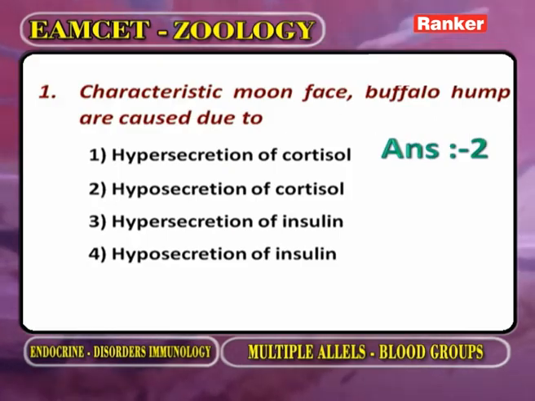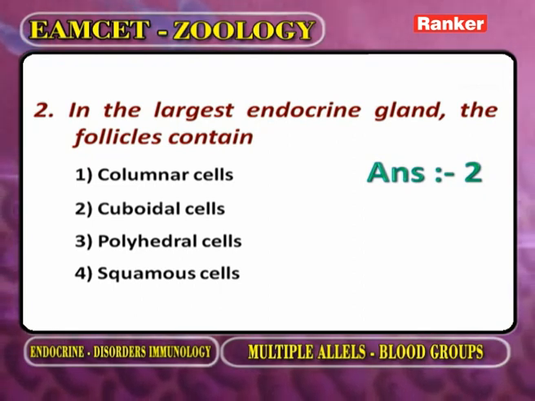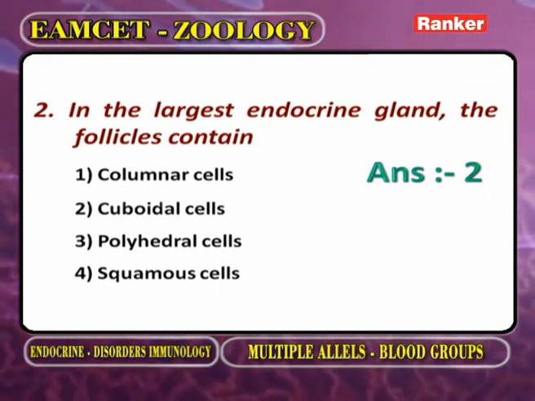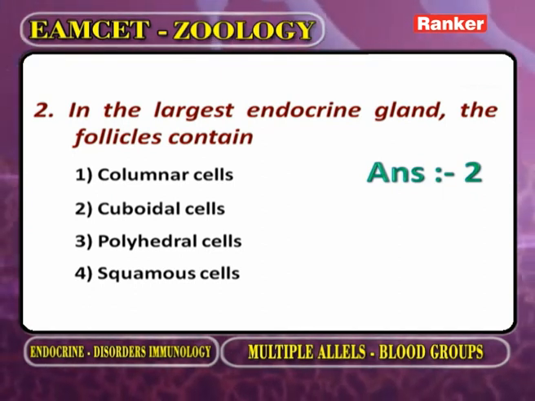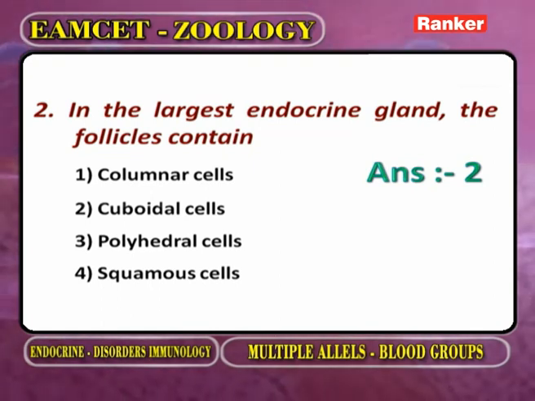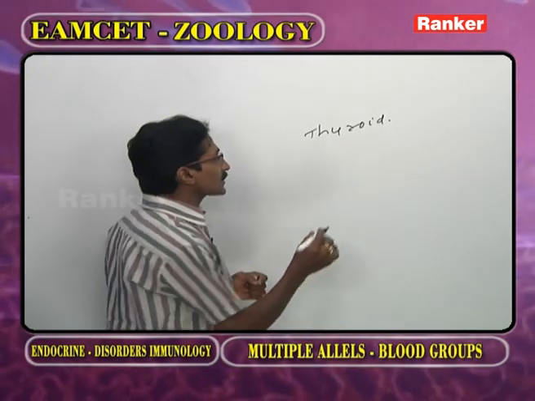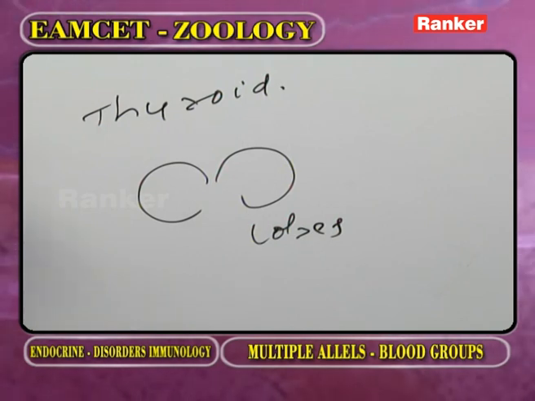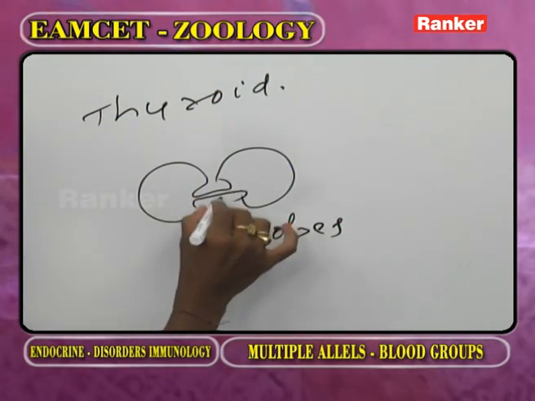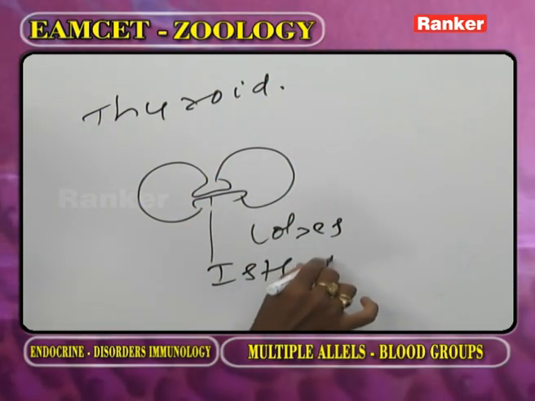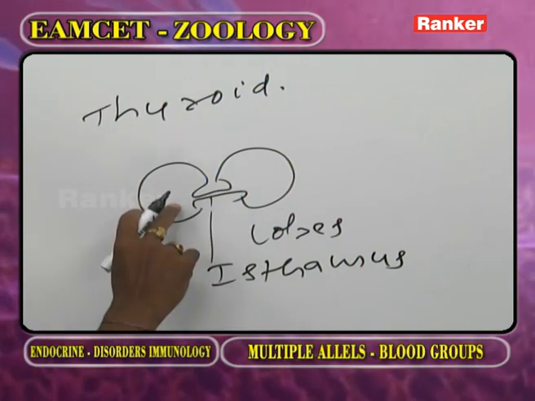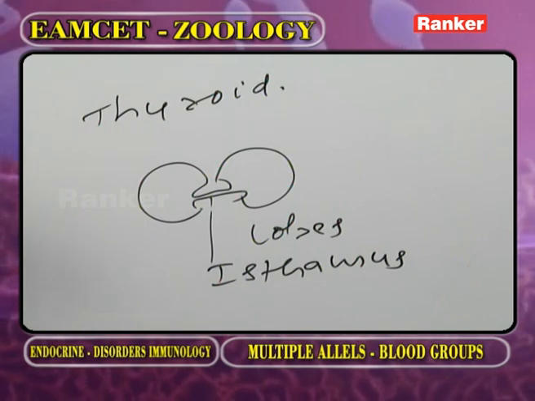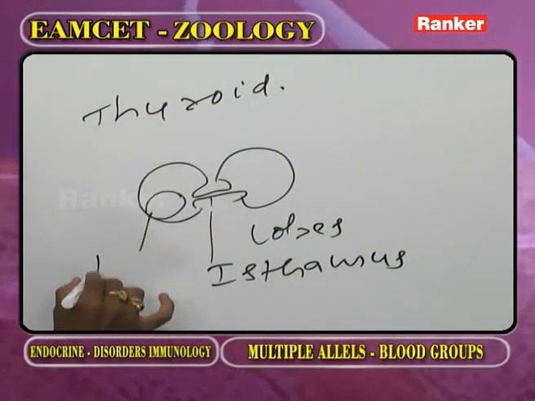Now we go for the next question. In the largest endocrine gland, the follicles contain what? As we observe the endocrine glands, the largest endocrine gland is the thyroid. The thyroid gland is located in the neck region. In the thyroid gland, two lobes are present. The two lobes are connected by a connecting link called the isthmus. The isthmus is the connecting link between the two lobes of the thyroid gland. Now in the thyroid gland, many follicles are present.